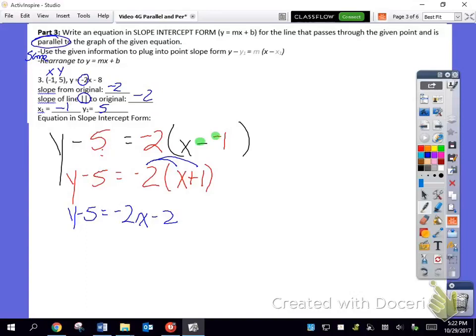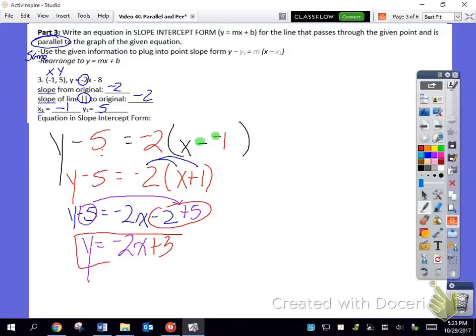Negative 2 times 1. And then you need to move negative 5 to the other side, and it becomes a positive 5. So y equals negative 2x, and then you've got negative 2 plus 5 is a positive 3. That gives us y equals negative 2x plus 3.